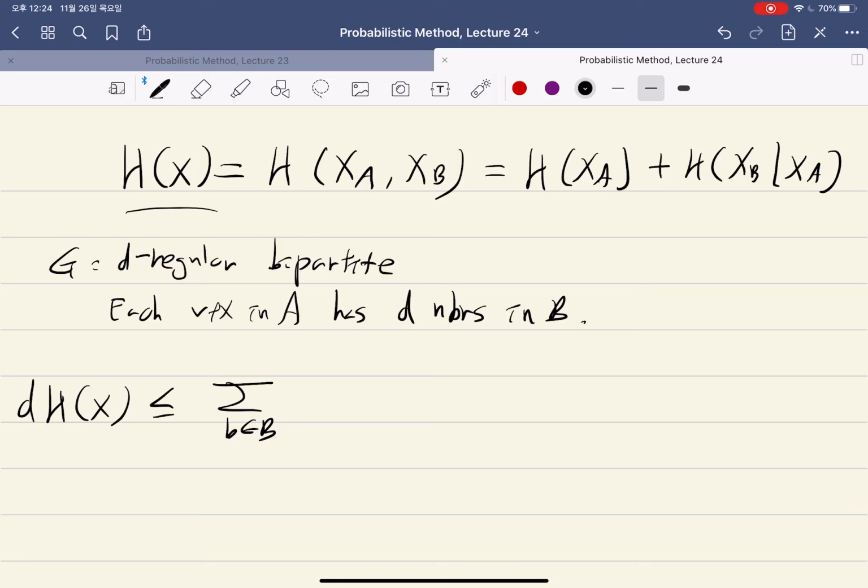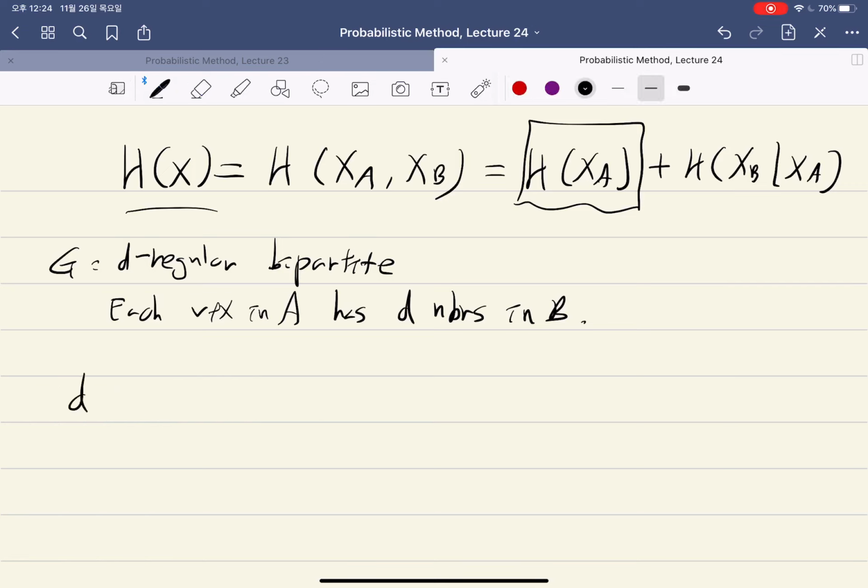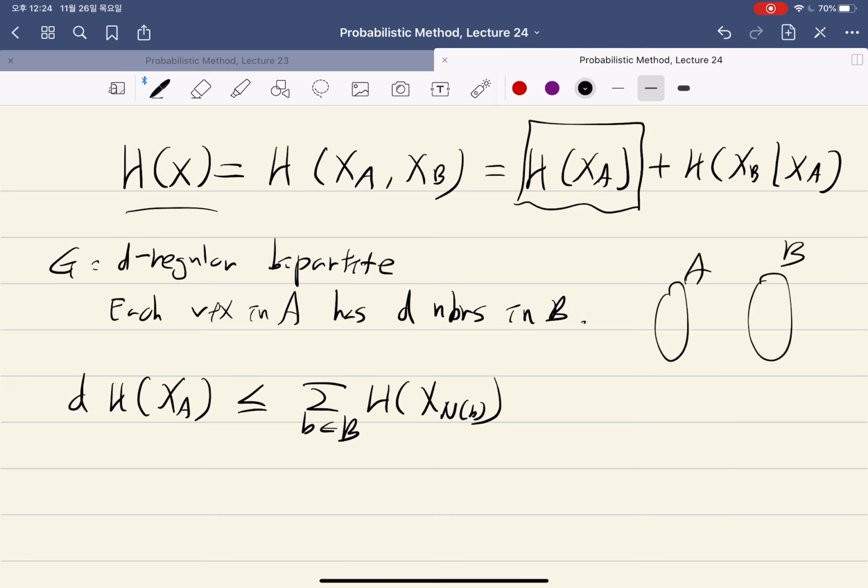Yeah. So if you use Shearer's lemma, then what you get is that D times H(X_A) is at most the summation of H(X of the neighborhood of B), where P is in B. You have A, you have B. For each of B, you take the neighbor, take the neighbor, take the neighbor, and count the information here. Then every vertex here is counted D times at most.